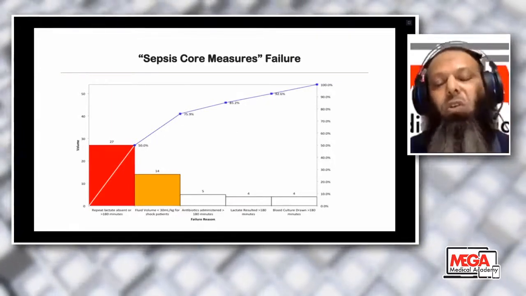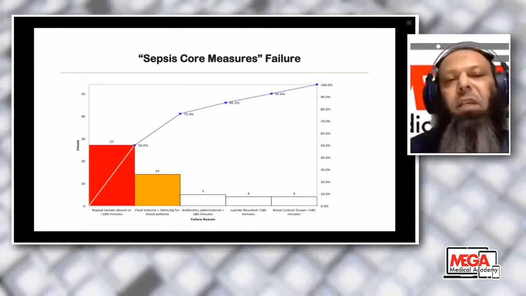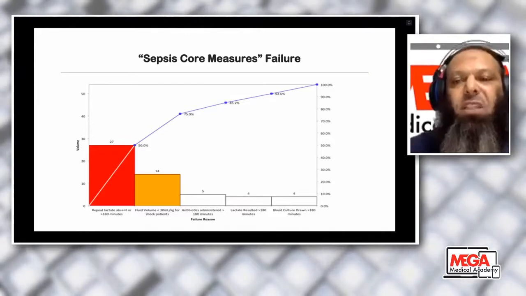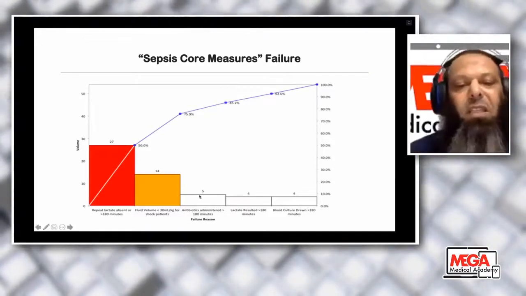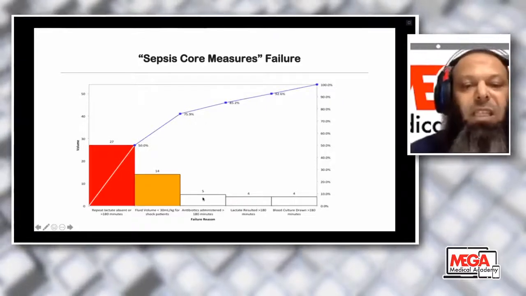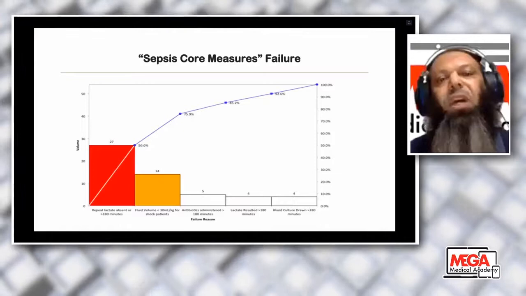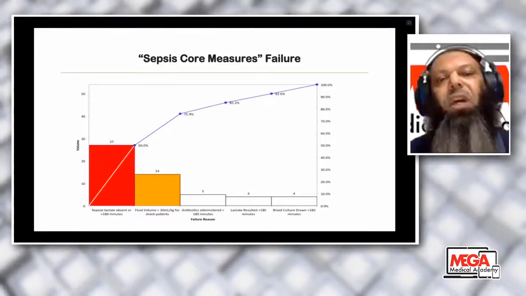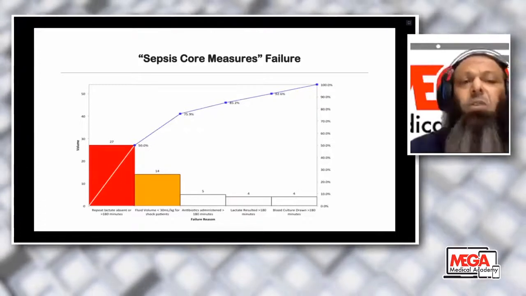This is your role when you apply it: just to monitor your sepsis core measures, when you succeed, when you fail, and why you fail, and which component mainly. Is it the blood culture? Is it the antibiotic delay? So this is very important when you monitor quality with the administration, the sepsis core measures.